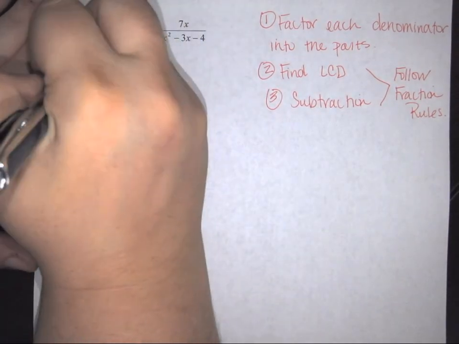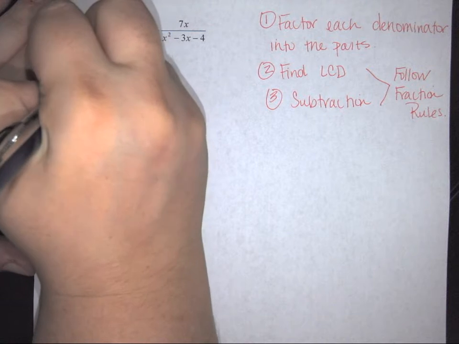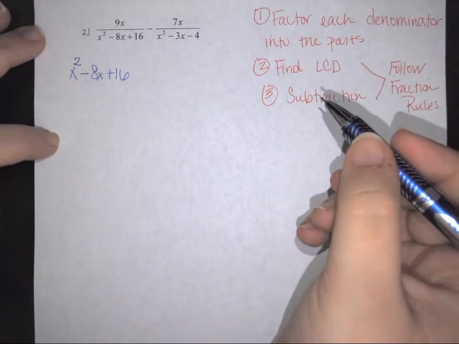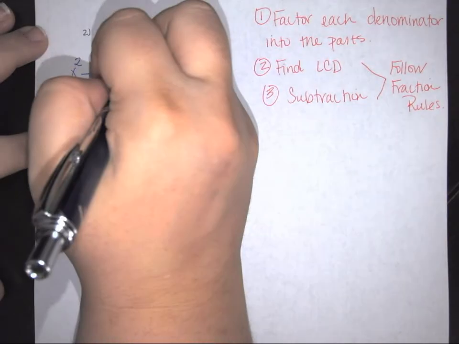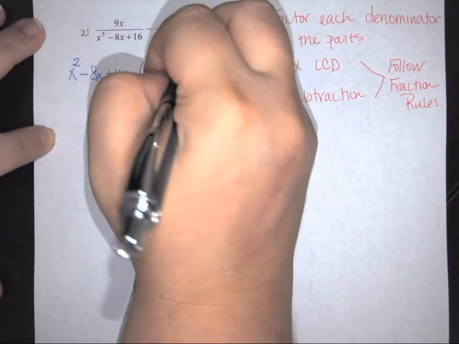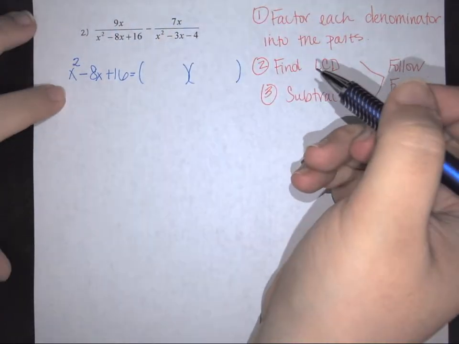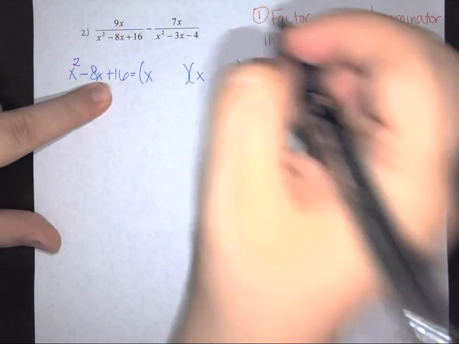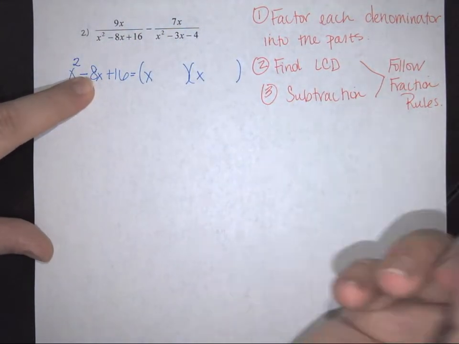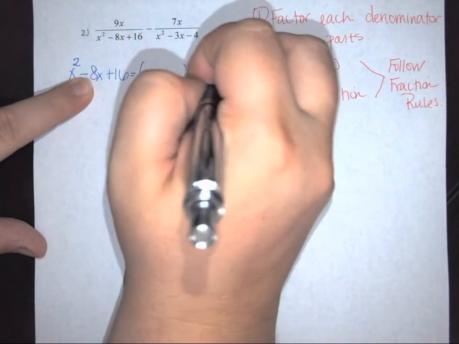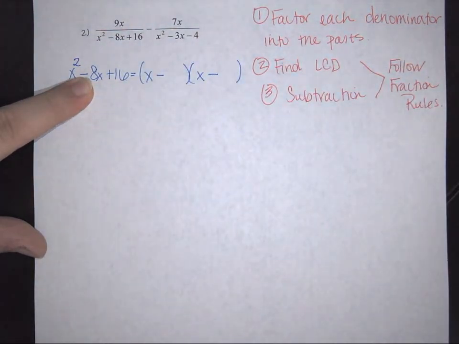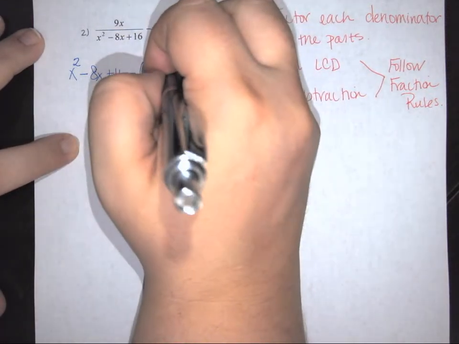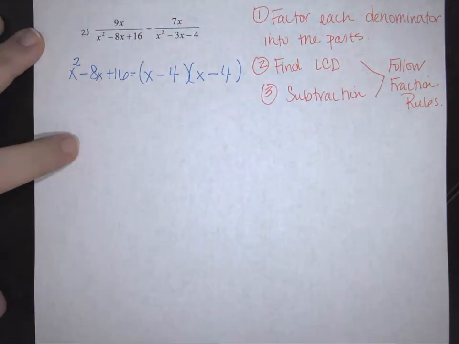So I have x squared minus 8x plus 16. I need to break that into its factors. So I'm going to have 1 factor, 2 factor. My x squared is going to break into x and x. My back sign is positive. My middle sign is negative, means I have negative, negative inside. And then I need factors of 16 that give me 8, so this is going to be 4 and 4.